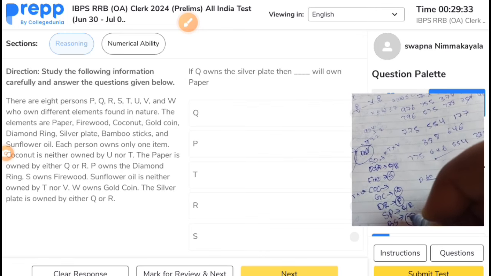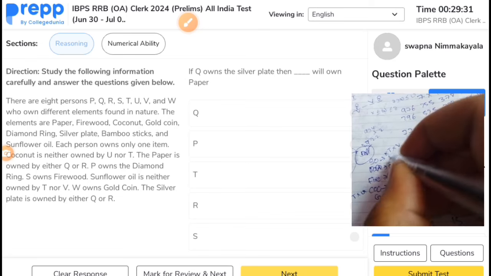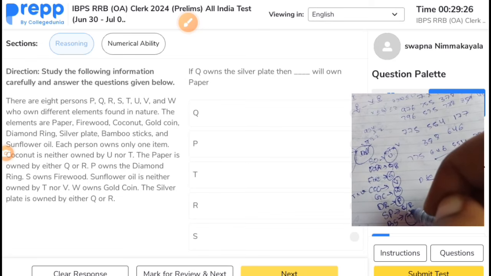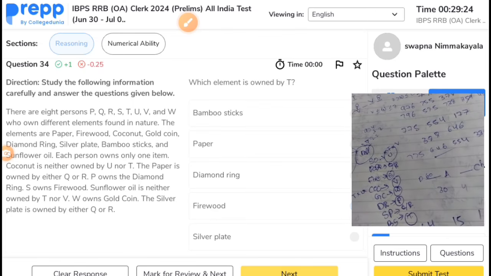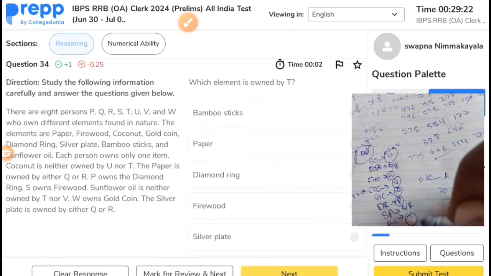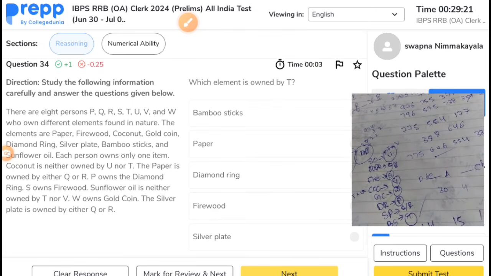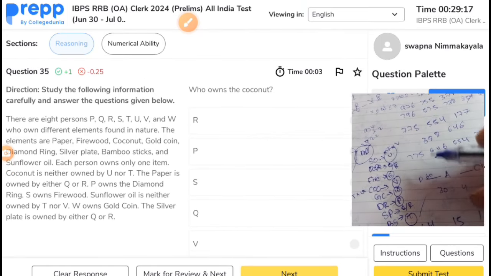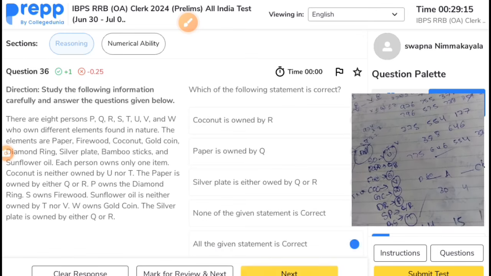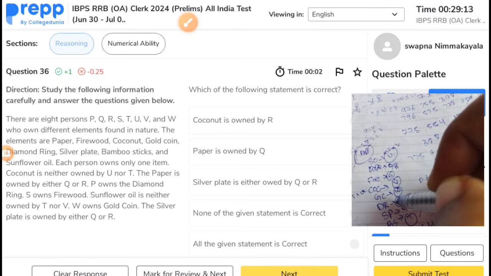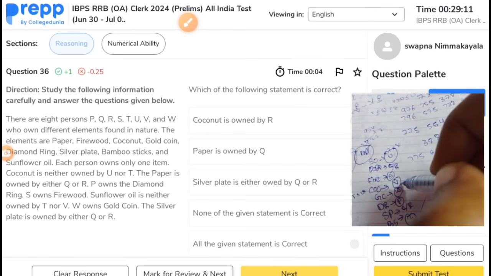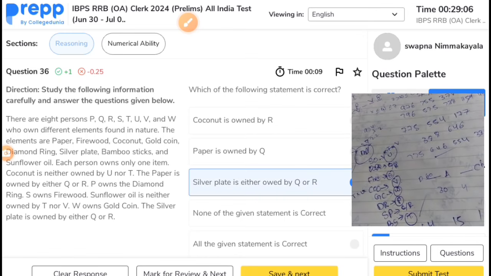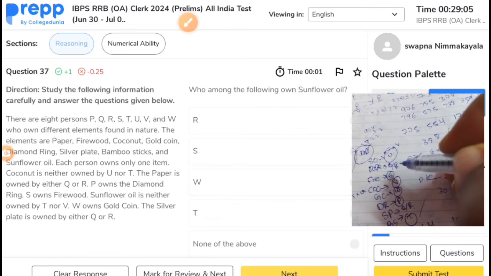So T, V and U. Q on silver. The paper is R. B is bamboo sticks. Coconut is V. Coconut owned by R. Silver plate given R. Sunflower oil is U.